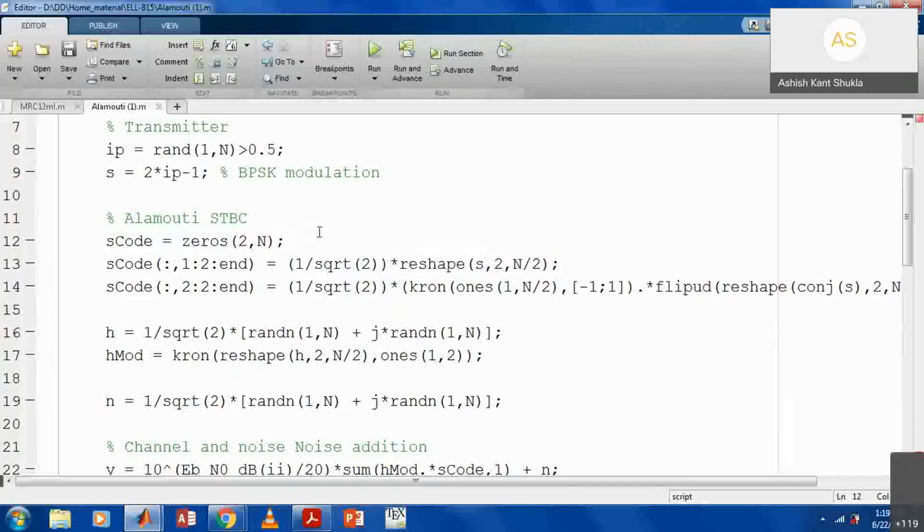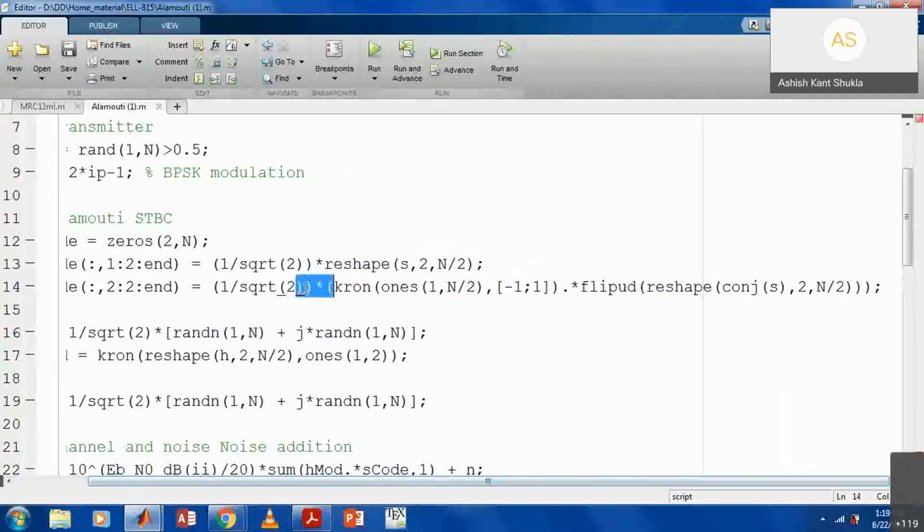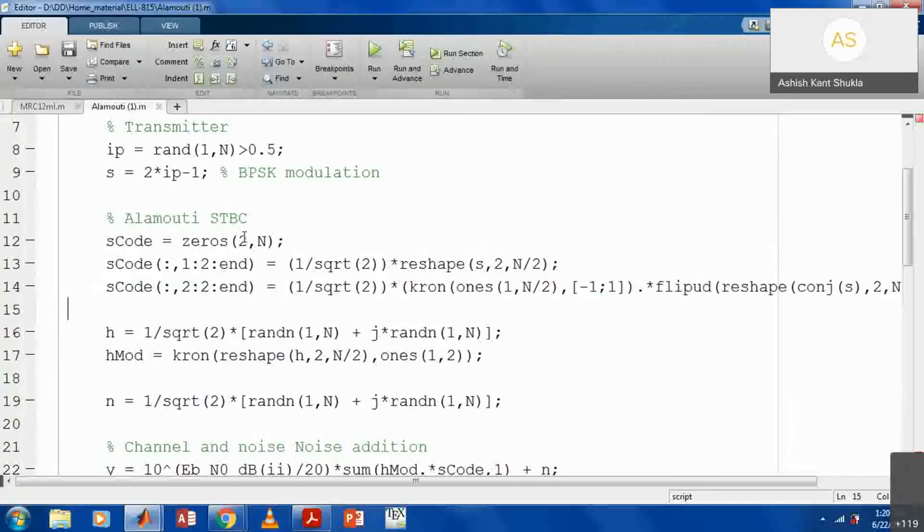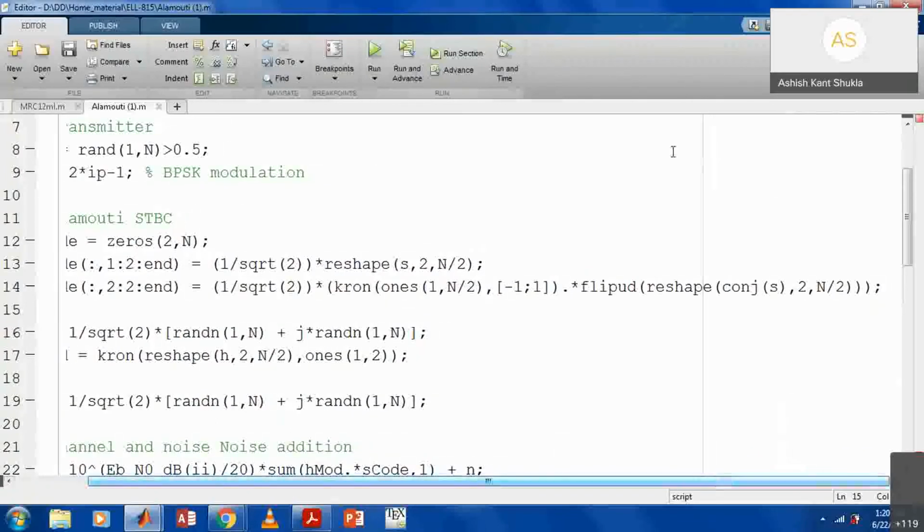Next we have to fill the even columns also. So it will be 2, 4, 6 and up to 100, if we assume we have 100 columns, and it will be filled by this whole term. I'm discussing one by one what every command over here is doing.